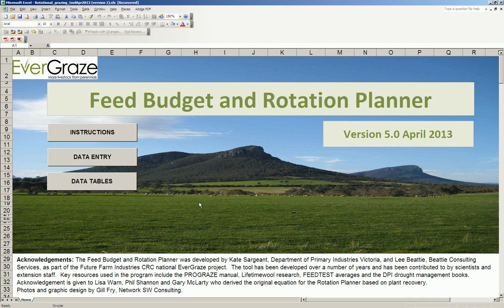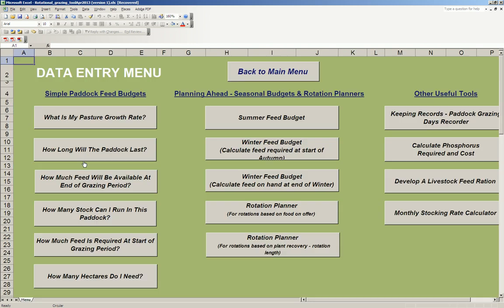I'm the EverGraze project leader for the Future Farm Industry CRC, and today I'm going to show you how to use the feed budget and rotation planner to plan a grazing rotation on your farm. So the first thing you need to do when you get into the planner is click on data entry.